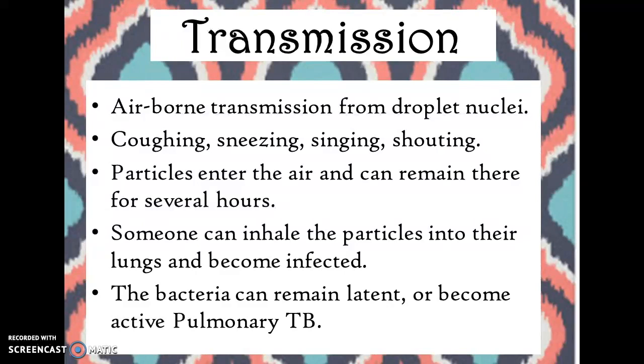It typically happens in people with not very strong immune systems, so it could be young children or older adults or anyone who's been sick or who has been through chemo treatment. Anyone with a compromised immune system is likely to get active pulmonary TB.